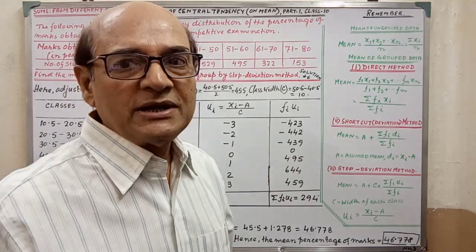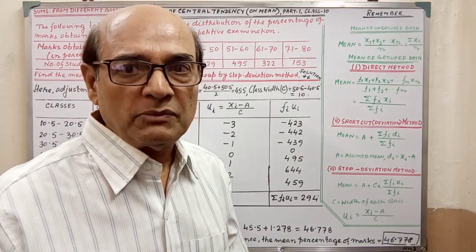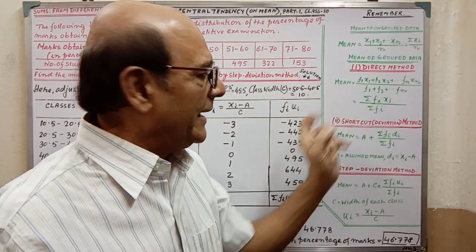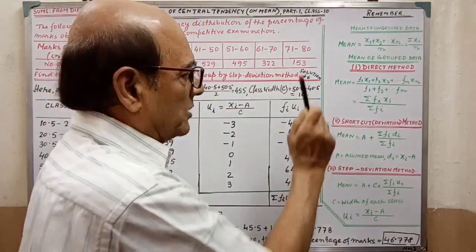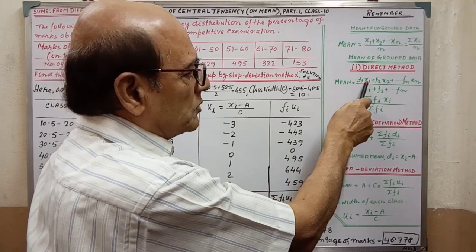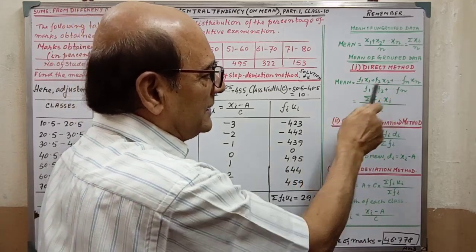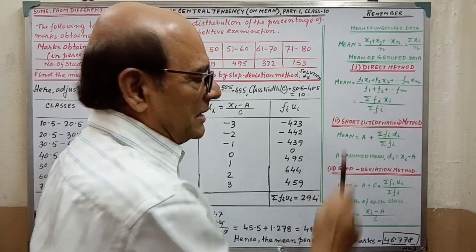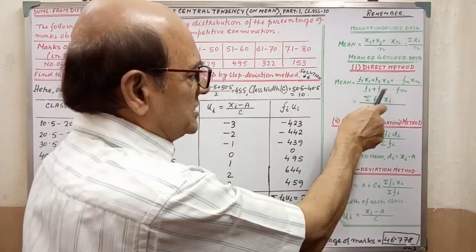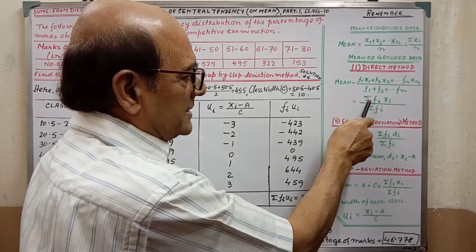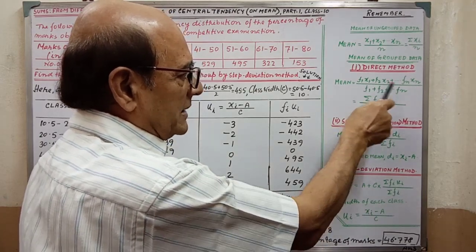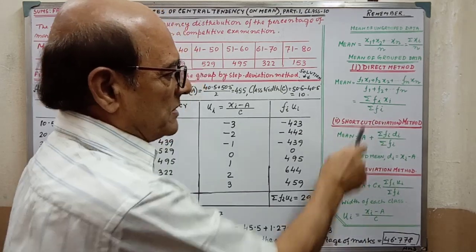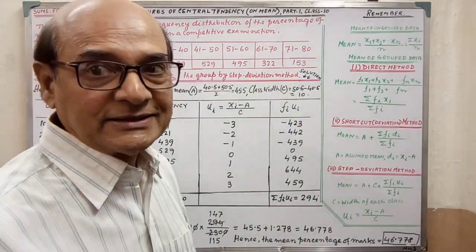f1, that is, f is the frequency, that is, how many times the variable x1 is occurring, that is frequency. This we have to multiply and add, and then we have to divide this by the addition of frequency. This is the formula, and this is the summation of the multiplication, and this is the addition of frequency. This is the formula for the direct method.